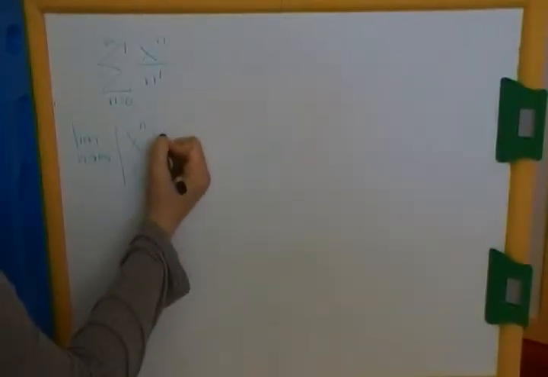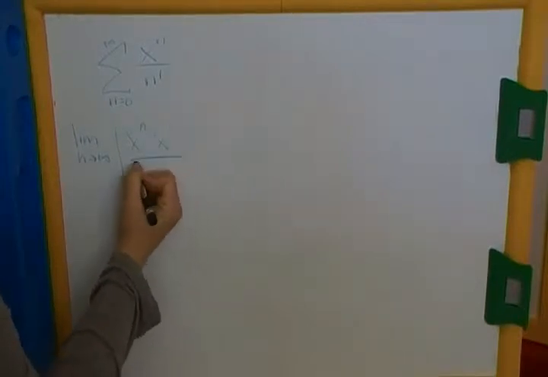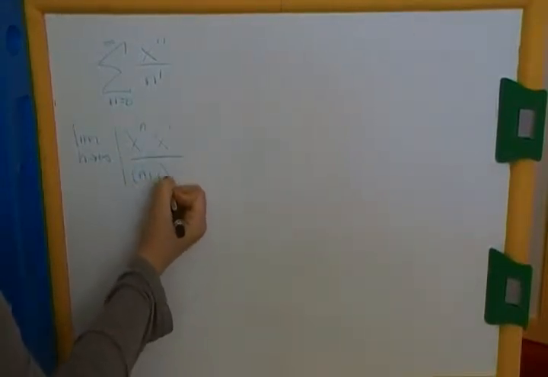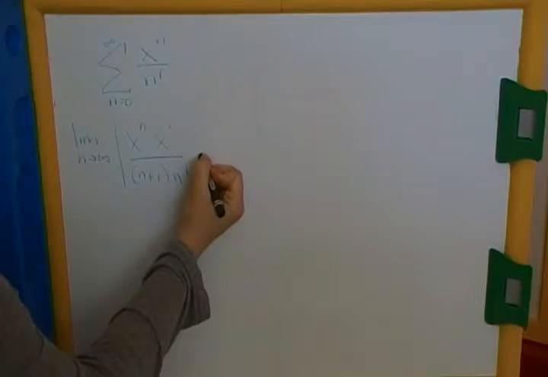Again, let's see what values of x make this series converge. So we do the ratio test. This one's not alternating, so I'm not ignoring anything. And I'm going to write n plus 1 factorial as n plus 1 times n factorial.